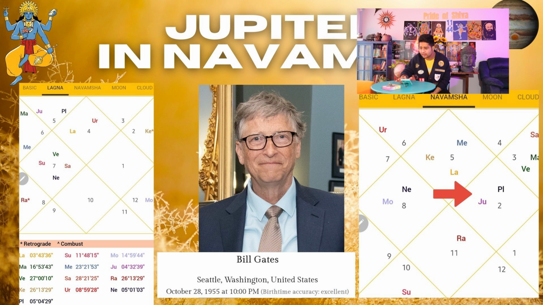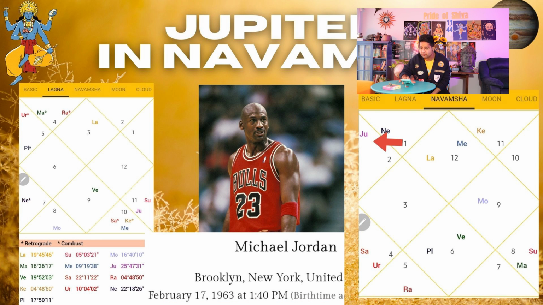And lastly, guys, the last chart we will look at is that of Michael Jordan. If we look at the chart of Michael Jordan as well, Jupiter is placed in the 9th house in his main Lagna chart, conjunct with the Sun over there. So definitely, Jupiter is the planet of religious austerities, of faith, of doing something which is going to inspire the world.